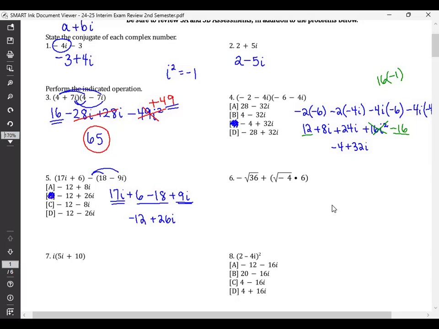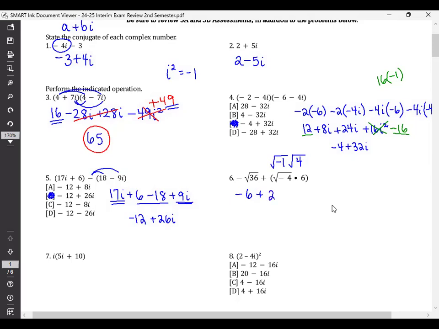And for number 6, I'm just going to take it piece by piece to get started. So I'm going to bring down this negative sign because it's in front of that radical. And then the square root of 36 is just 6. We have a plus sign. When I go to the parentheses, again, the square root of -4. This is kind of where we need to know our definition of i. So I could split up -4 as the square root of -1 times the square root of 4. The square root of 4 is 2.